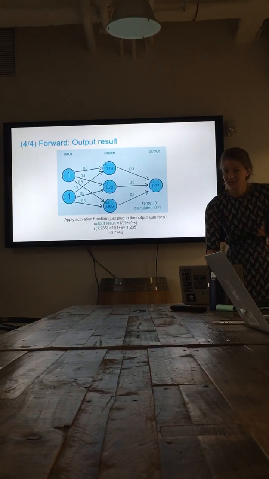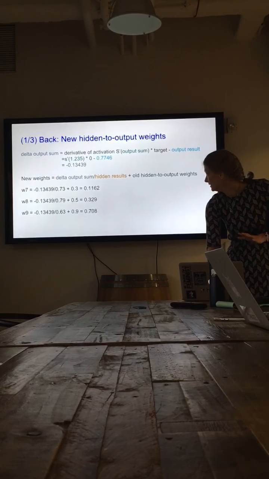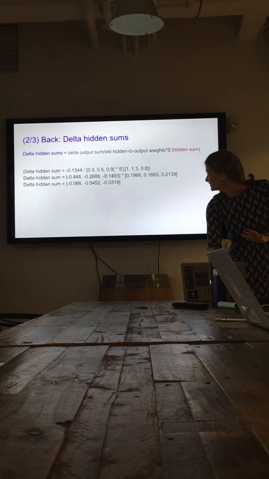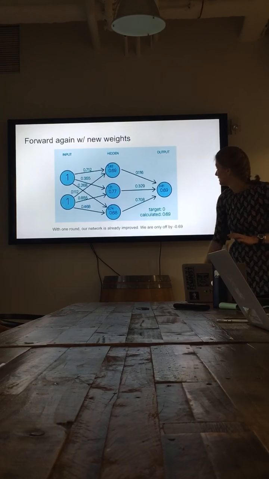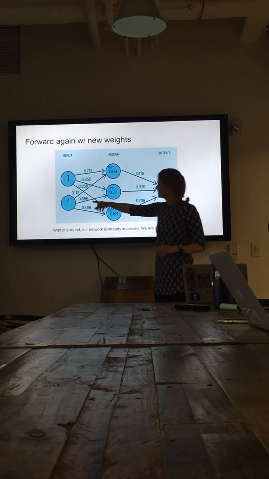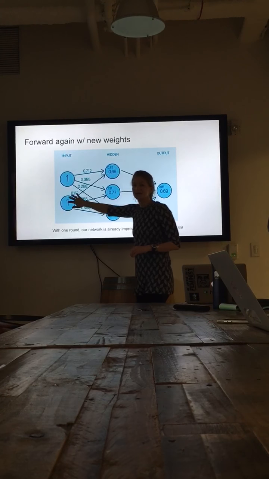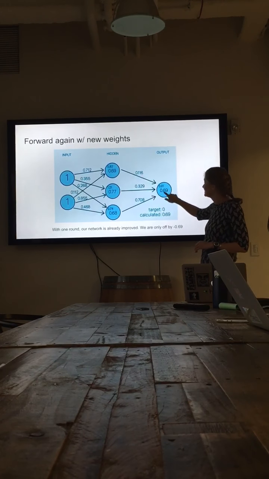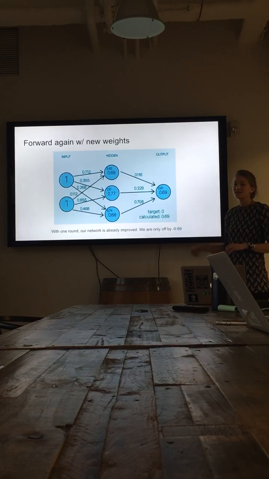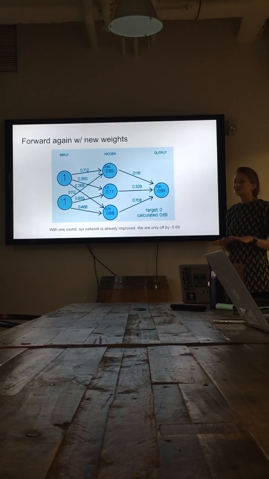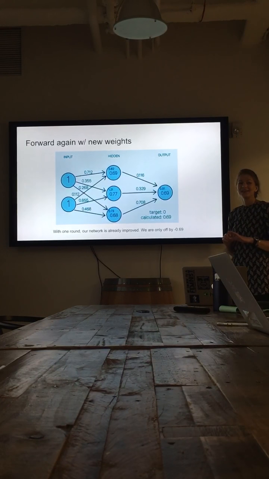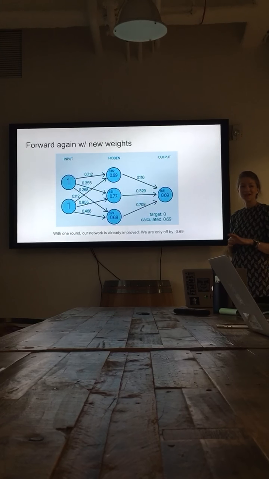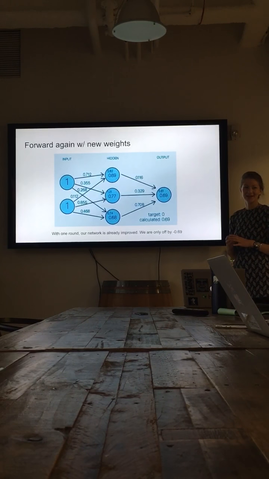Additions and multiplication that we go backwards doing. You don't have to worry too much about it. So now we found a little bit better weights, and now we're gonna go back again with those new weights. You see, we got closer this time. So I did this first round on paper, like 4 sheets of paper. It would take a really long time to do all that manually, so that's why it's great we have computers.